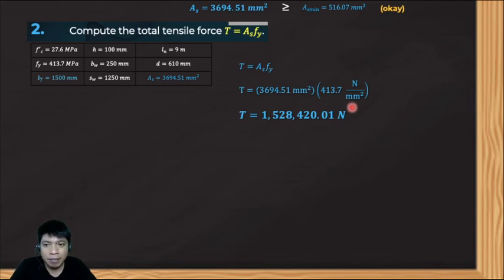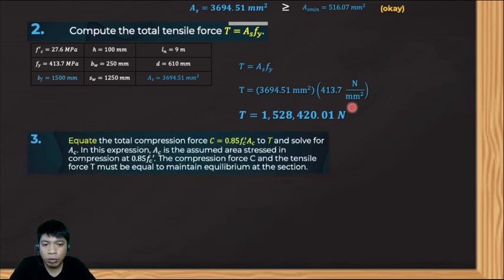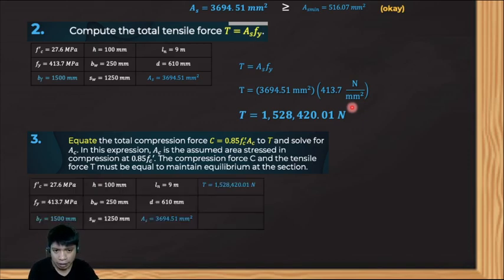Okay? Then step 3 tayo guys, diretso tayo, equate the total compression force C, which is equals to 0.85 f sub c prime A sub C to T, and then solve for A sub C. So dito natin malalaman guys, di ba nga sa first part ng ating video, sabi ko mahalagang malaman natin kung yung ating compression area ng concrete is nasa flange pa ba or nasa web na. Okay? So again guys, ito yung ating given. So nilagay ko dyan yung ating kakakompute pa lang na value ng T.